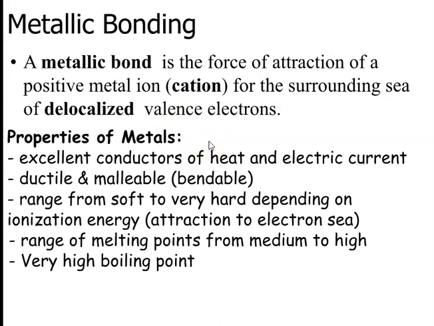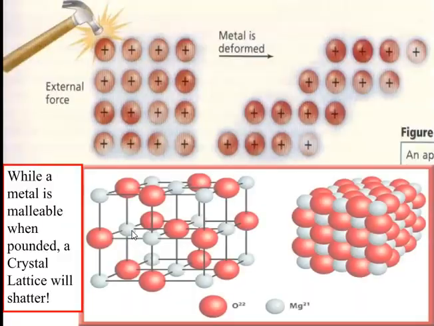Some properties of metals would be that they are excellent conductors of heat and electric current. They're ductile, which means they can be stretched out in wires, and malleable, which means they can be bent. They can range from very soft to very hard depending on their ionization energy or attraction to that electron sea. They can range in melting points from medium to high. They'll be solids at room temperature, with the exception of mercury. And they typically have very high melting points.